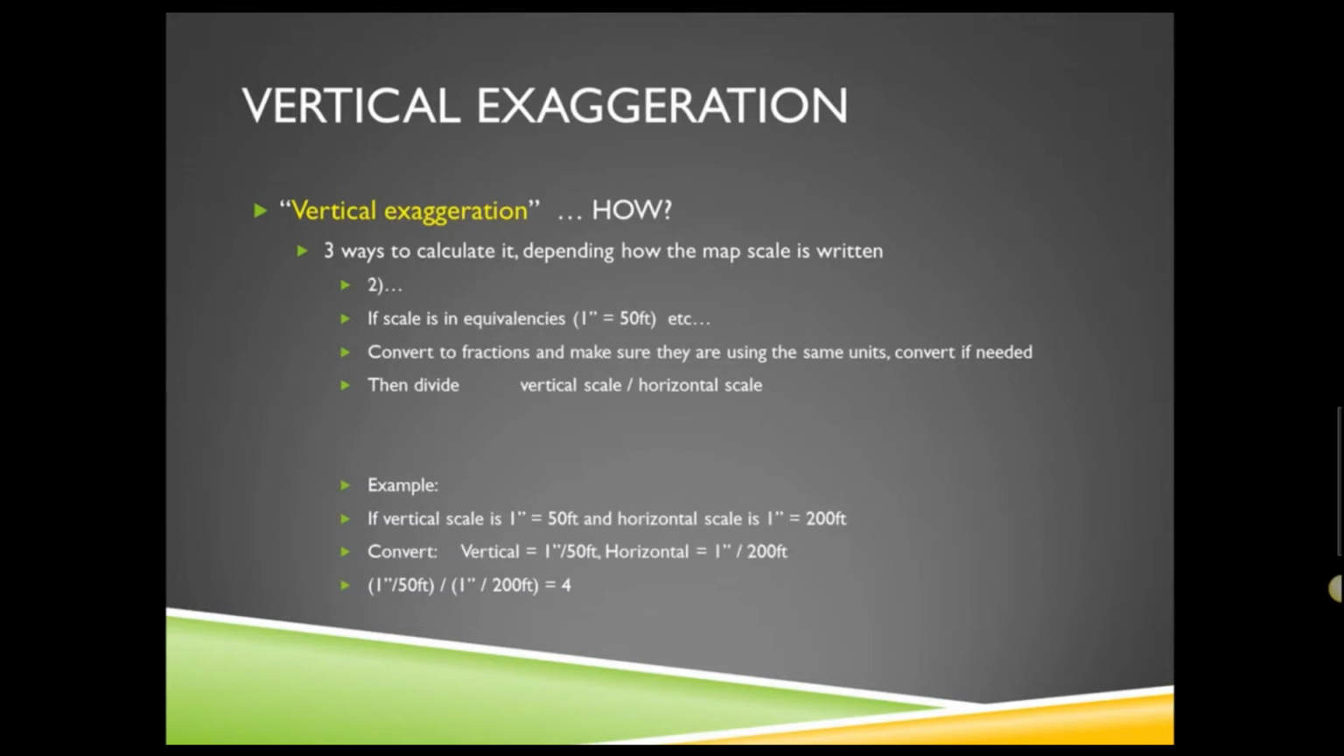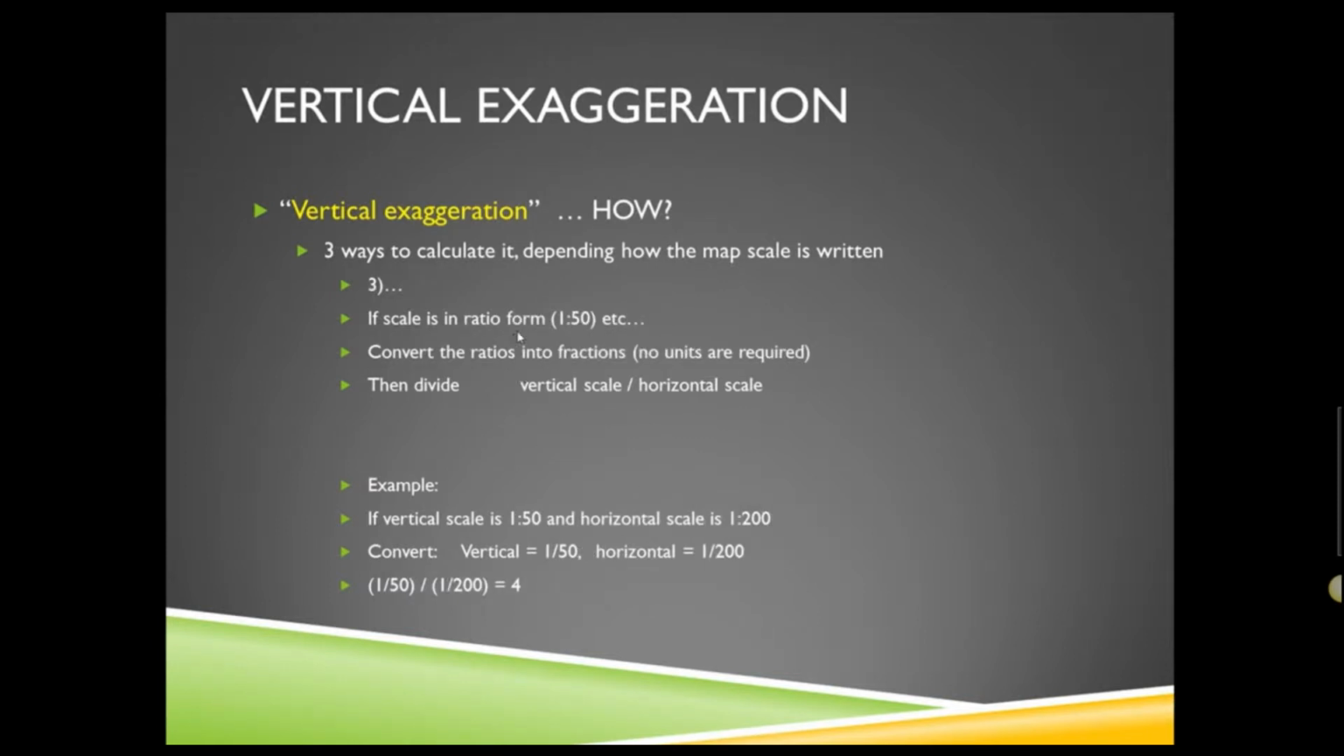If on the other hand your scale bar is set up as an equivalency, like 1 inch equals 50 feet, all you have to do is convert it to a fraction, make sure that your horizontal and vertical scale bars are using the same units, convert if you need to, and then do it exactly the same way. So if the vertical scale is 1 inch equals 50 feet, horizontal 1 inch equals 200 feet, you come up with the exact same fractions. 1 inch over 50 divided by 1 inch over 200 equals 4.